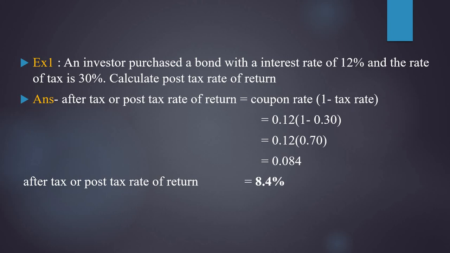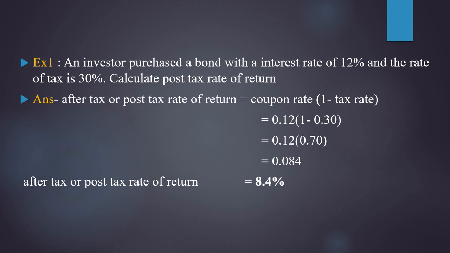But to compare, we want the answer in percentage, correct? How do we convert a decimal into a percentage? Just multiply it by 100. So 0.084 into 100 gives 8.4%. The post tax rate of return is equal to 8.4%. Even though the investor is purchasing the bond at an interest rate of 12%, after the tax payment he is finally getting an actual return of only 8.4%. Due to the tax effect, the actual return has decreased from 12% to only 8.4%.